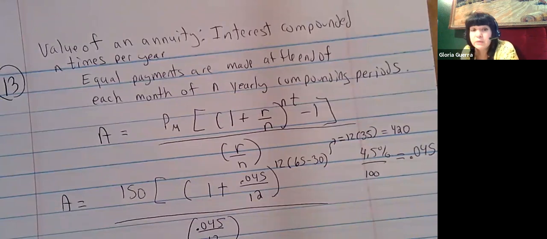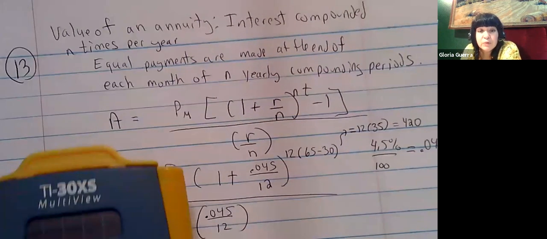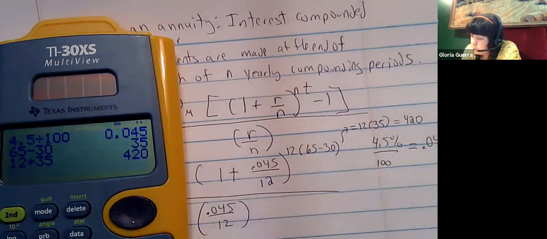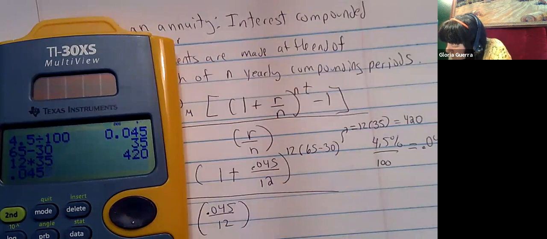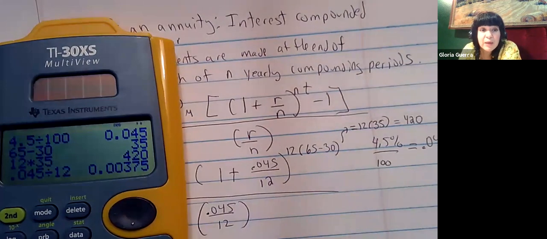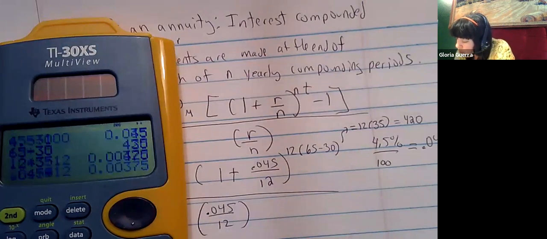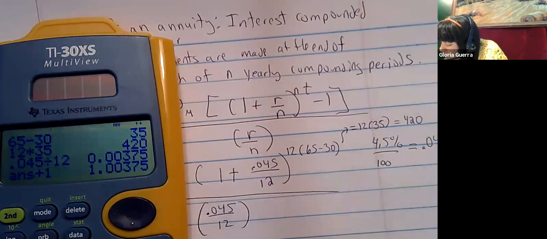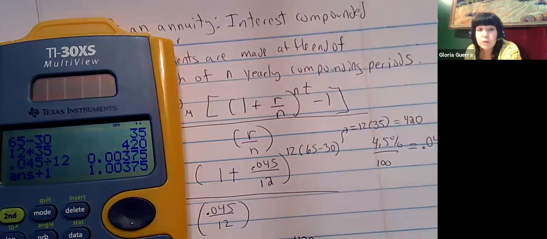Now let me see if this terminates. Let me see what 0.045 divided by 12 is. Okay, good. See how that terminates? And I'm going to add 1 to that. So that's going to be 1.00375, and then that's raised to the 420th power.